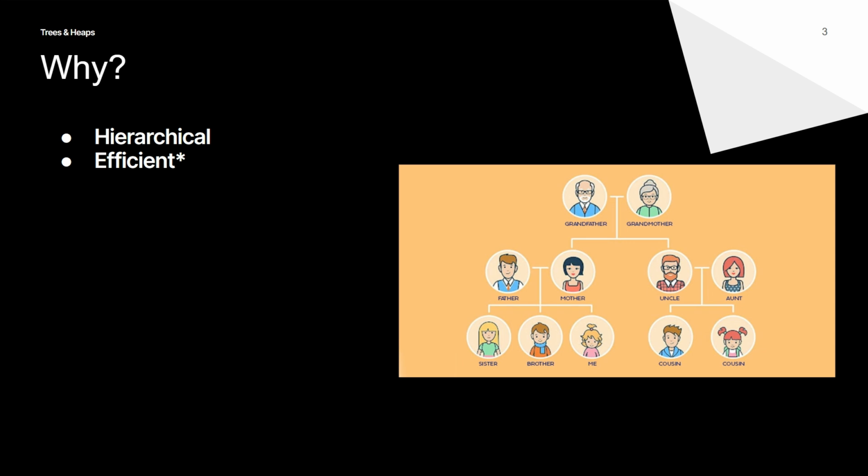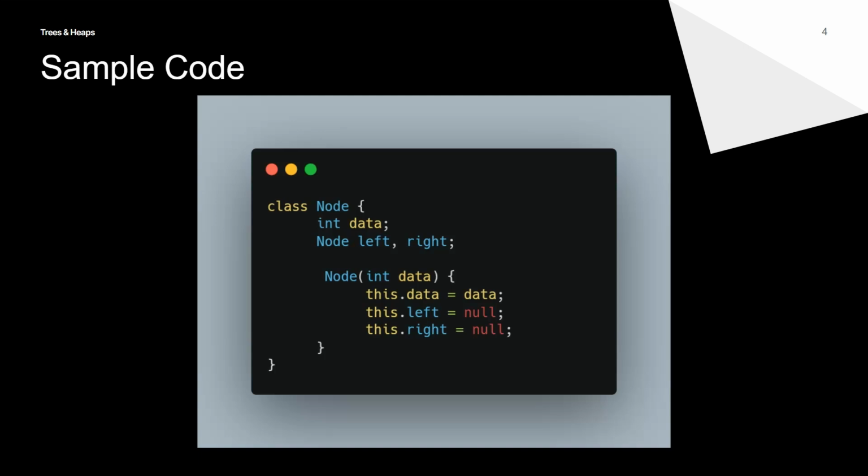The reason we use tree data structures is to model hierarchical data, and the most intuitive example would be a family tree, where each node or pair of nodes are spouses and their children are their corresponding left and right child. Trees also offer efficient insert and search solutions that perform in big O of log n. Some sample code to represent a node class in a tree includes just the data, which in this case is an integer, and a pointer to its left and right children.